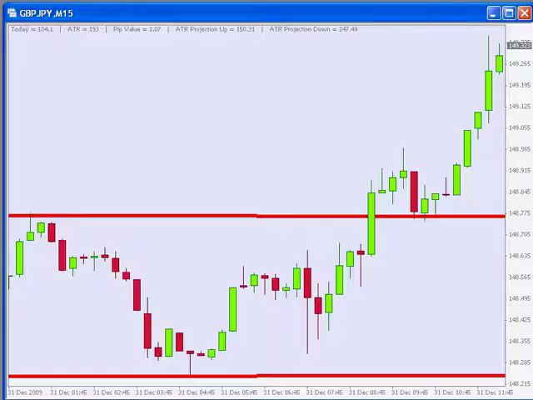Again, this is something that you gain experience with as you trade more and more of these types of setups. Like anything else in life, experience is a great bonus, and this is something you will get as you trade more and more.